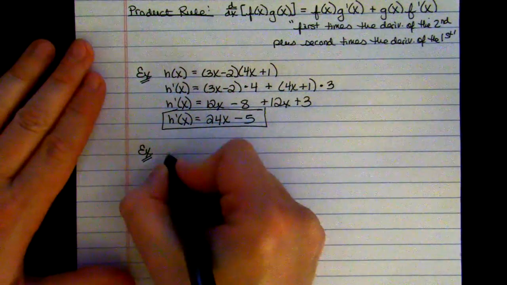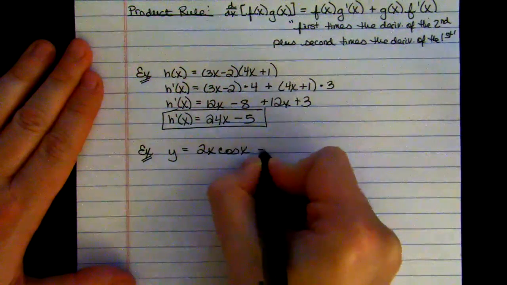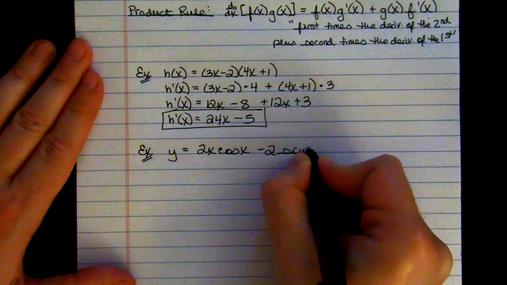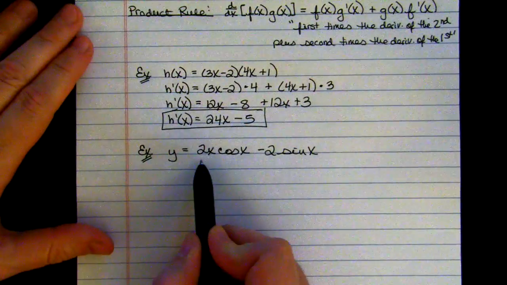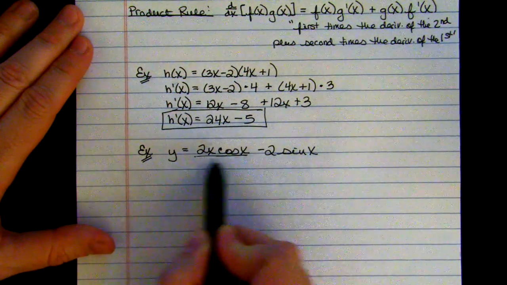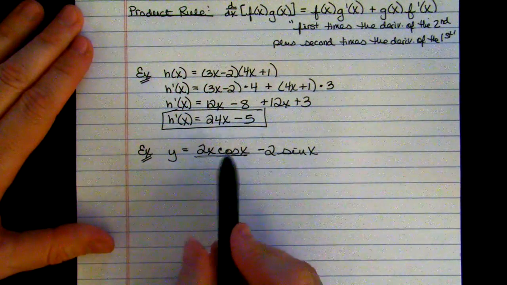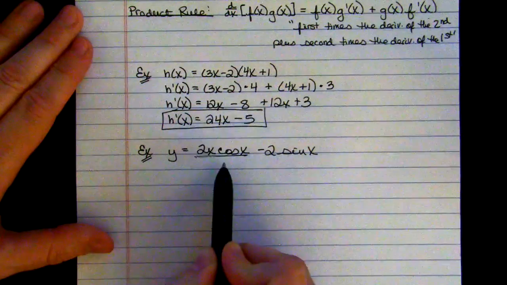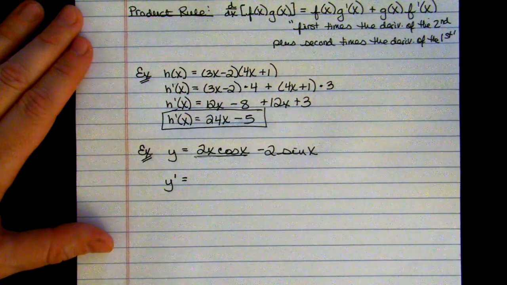Let's say we have y equals 2x times the cosine of x minus 2 times the sine of x. Y equals 2x cosine x minus 2 sine x. If I want to do the derivative of this first piece over here, there's no way for me to get around using the product rule. No amount of algebra will let me rewrite this in a form that doesn't involve a product.